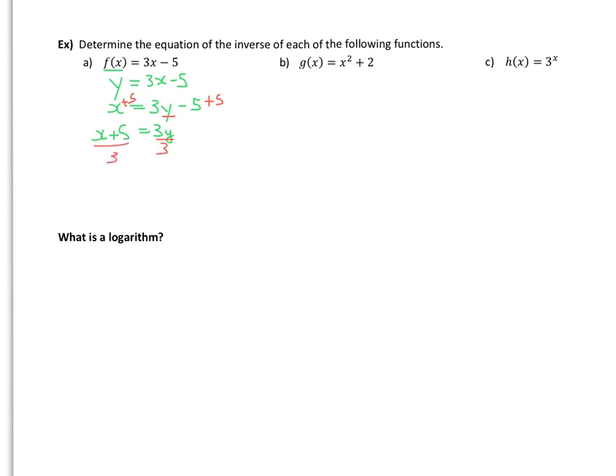So now I've got my equation. I'm just going to rewrite it in the other order. I'm going to put the y first. y is equal to x plus 5, all divided by 3.